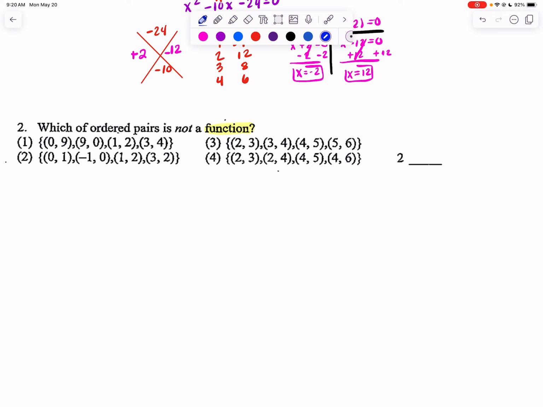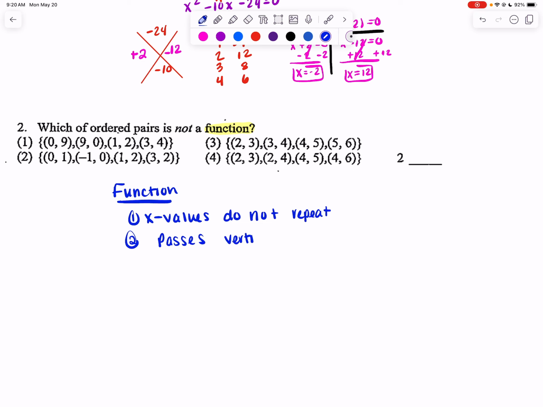So we're going to write down that a function is basically when the x values do not repeat. And if I were to look at it on a graph, it passes the vertical line test. Now, since none of these points are plotted on the grid, we're just going to look at those x values.